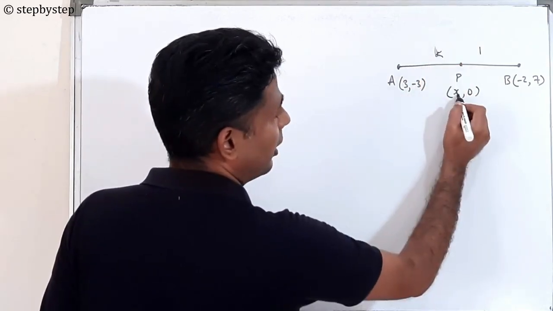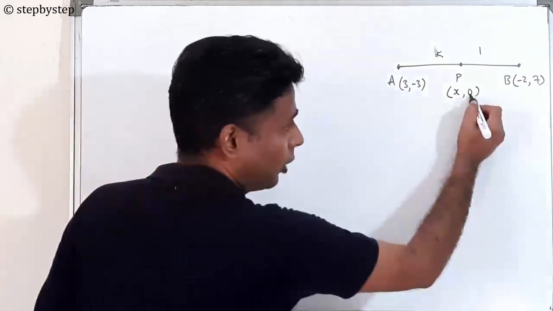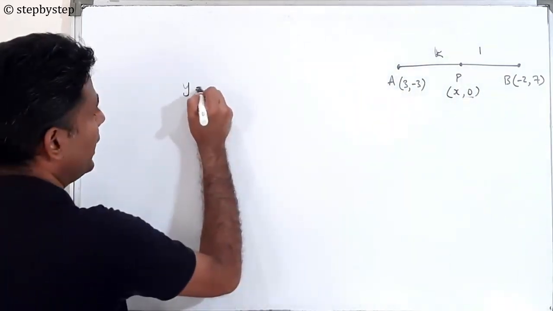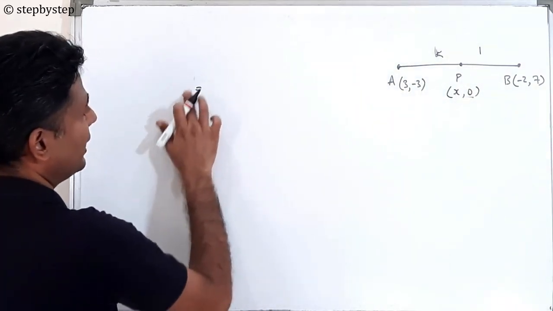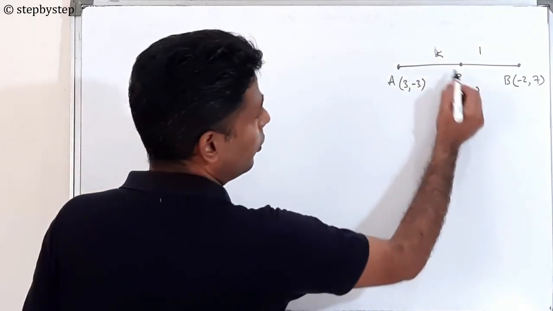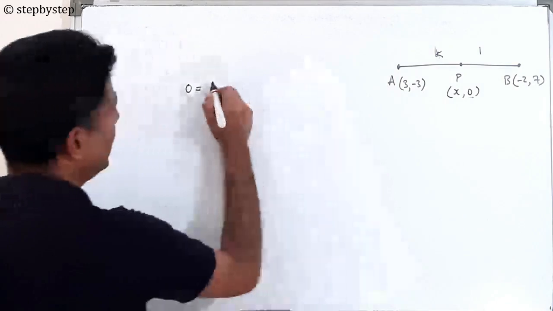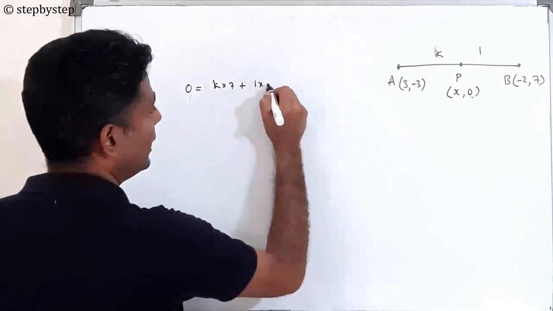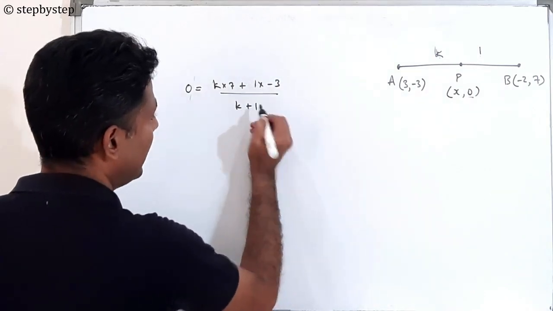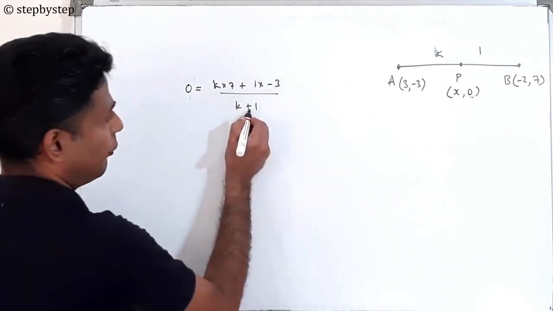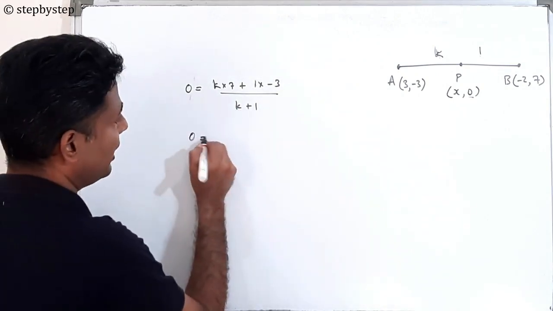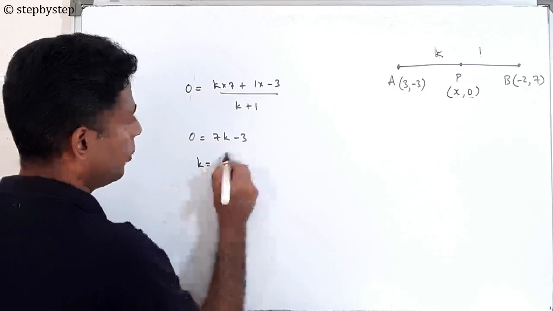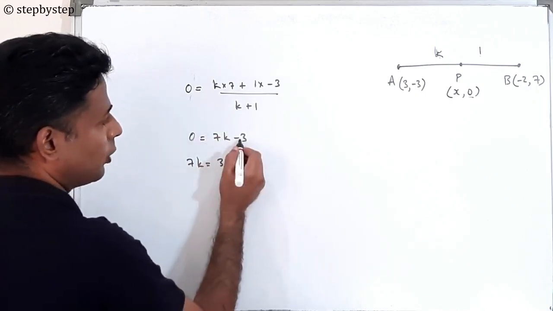Now to find the value of k, here the x coordinate is not known, but we know the y coordinate is 0 for the point. So using the y coordinate formula, the y coordinate of the point which is dividing the line is 0, equal to (m into y2, that is k into 7, plus n into y1, that is 1 into minus 3) by (m plus n), right? So if I transpose this, it becomes 0 into (k plus 1), which is nothing but 0. So we get 7k minus 3 equal to 0. So 7k equal to minus 3 becomes plus 3.